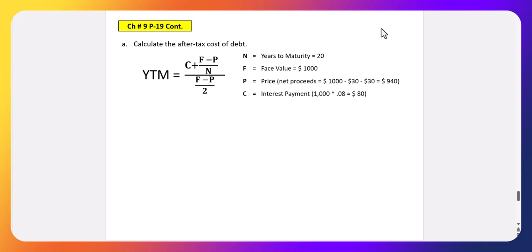Calculate the after-tax cost of debt. Well, we're going to use the yield to maturity formula. Our years to maturity is 20. Our face value of the bonds is $1,000. Due to the bond discount and the flotation cost, our net proceeds would be $940. And our annual interest at 8% with the face value of $1,000 would be $80 per bond.